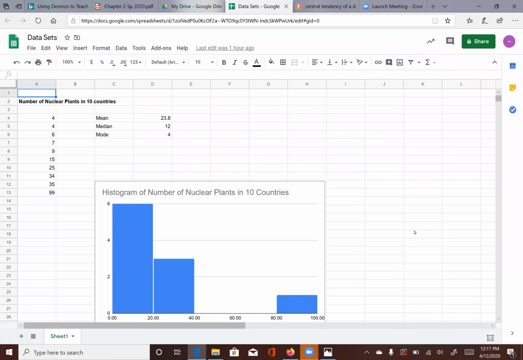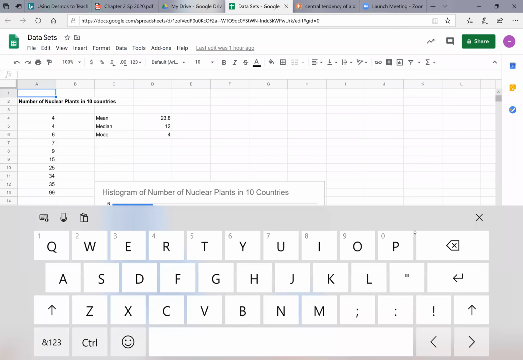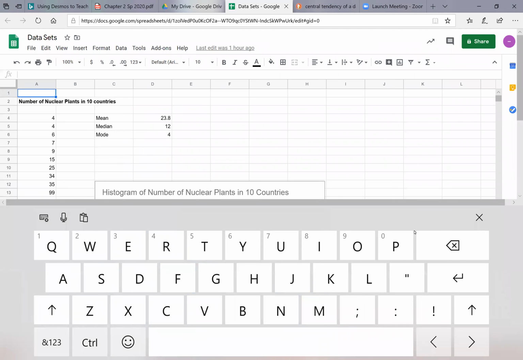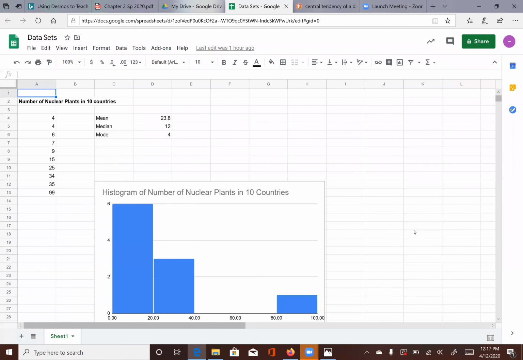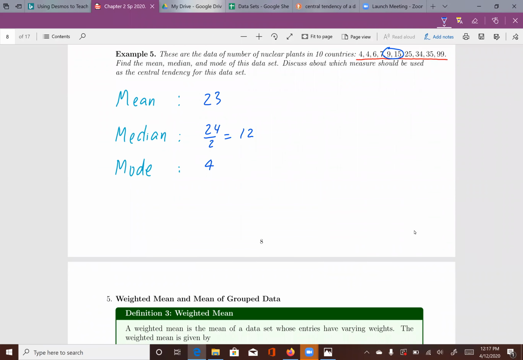Let's go to this Google spreadsheet here. As you can see, in the first column I entered all the data entries. And then I can find that the mean of this data is 23.8. The median is 12, which is what we found, and the mode is also 4. Using Google Sheets, I can find these three measures of central tendency for this data set.